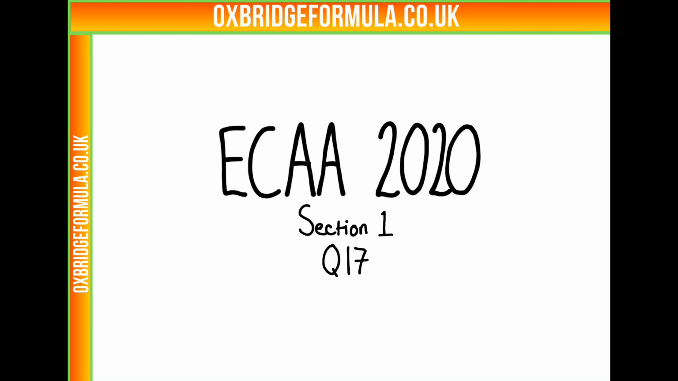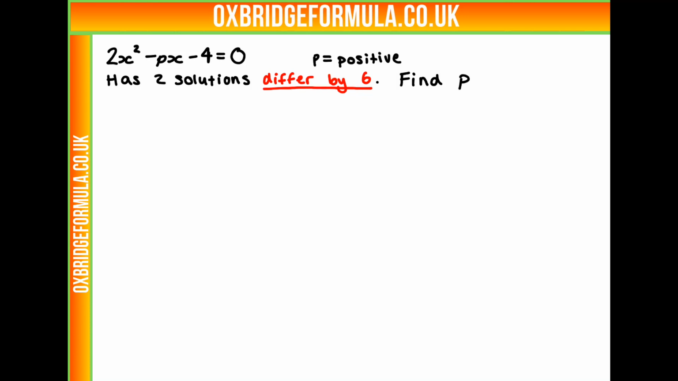In this video, we're looking at ECAA 2020, Section 1, Question 17. So, we've got a quadratic equation here: 2x squared minus px minus 4 equals 0. We know that p is positive, and that this equation has two solutions that differ by 6, and we're asked to find p. So, how are we going to start this?